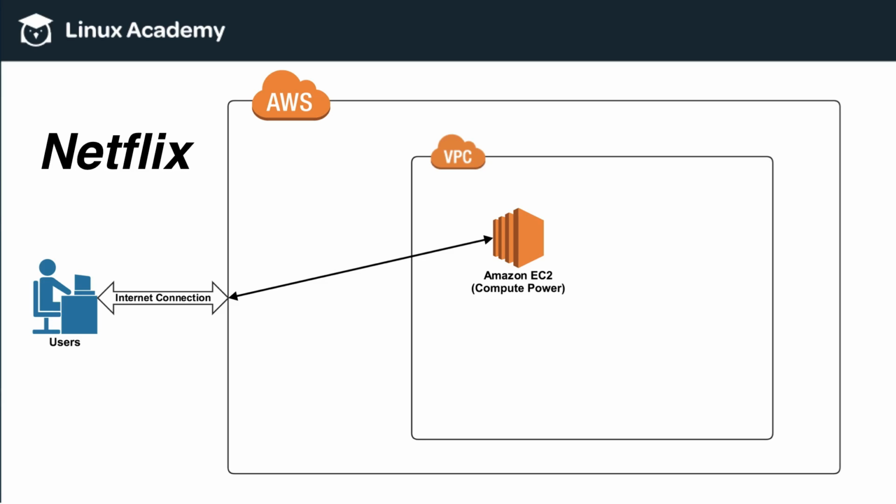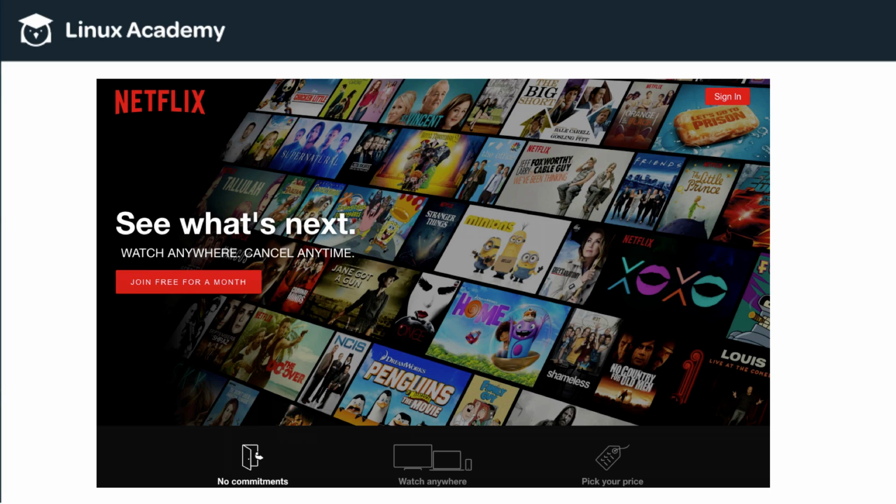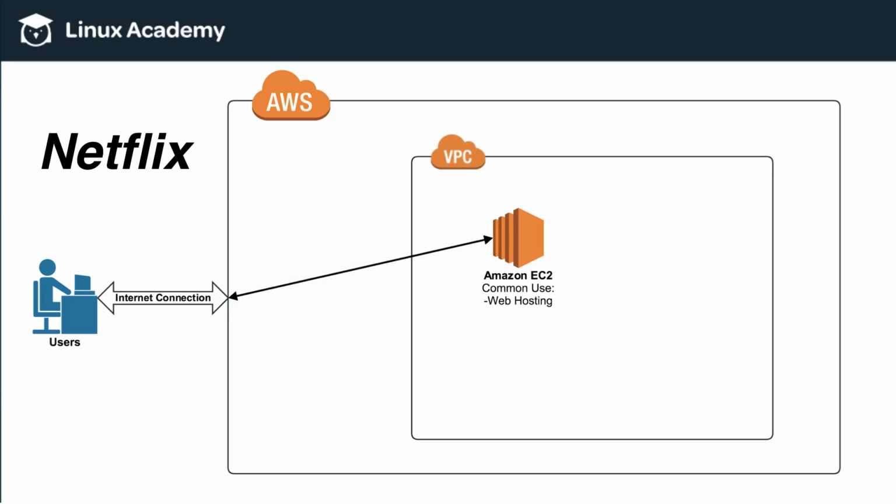So now, how does Netflix specifically use EC2? When you go to www.netflix.com, you come to their homepage and you would see something that looks exactly like this. So in essence, what the Amazon EC2 instance is doing is acting as a web hosting server. So when you go to www.netflix.com as a user, you have an internet connection, you go to www.netflix.com, you are in essence connecting to an Amazon EC2 instance, which is currently serving as a web hosting server.